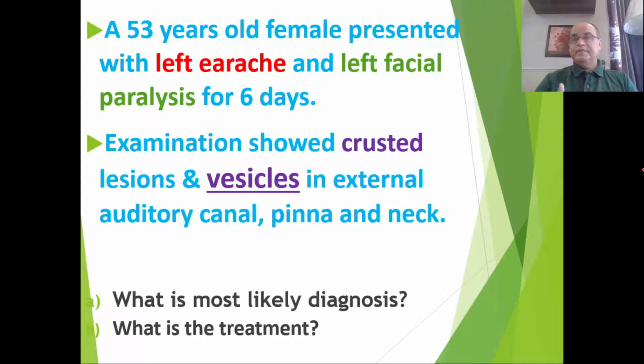So with vesicles in the concha especially, but involving the external auditory canal with facial nerve paralysis, that's what we call Ramsay-Hunt syndrome. Ramsay-Hunt syndrome is equal to herpes zoster oticus plus facial nerve paralysis. As far as treatment is concerned, again the link about herpes zoster oticus and Ramsay-Hunt syndrome will be in the description, so you can check it out there.